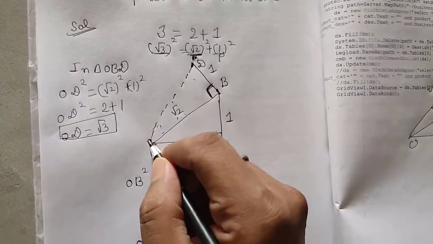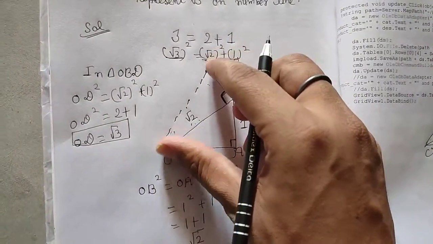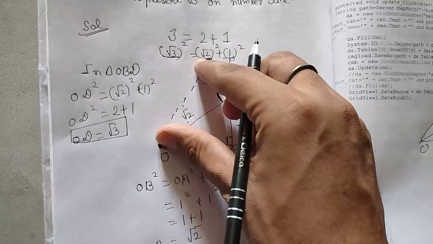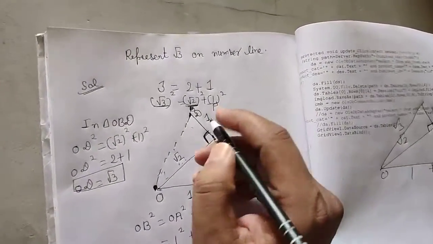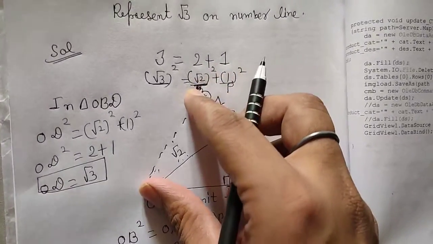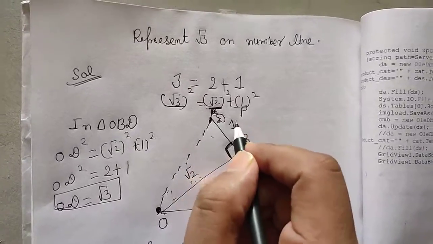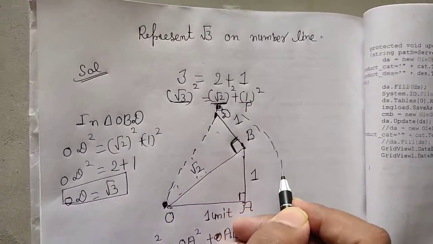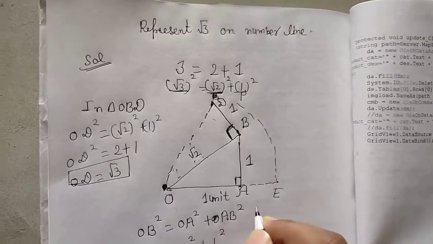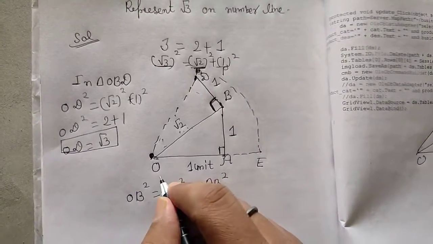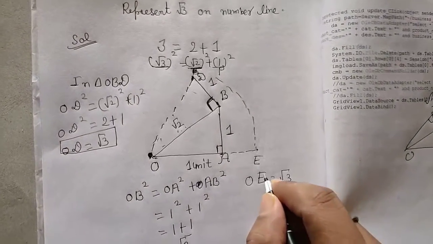Taking O as a center, as we did yesterday in the case of root 2, take the length OD as an arc and draw it in such a way on this. Suppose I am trying to draw it with my pen and extend this line. So this OE is under root 3.